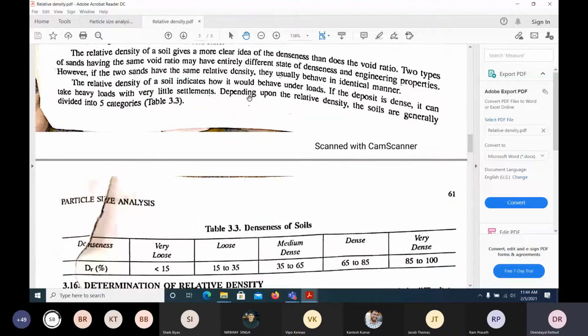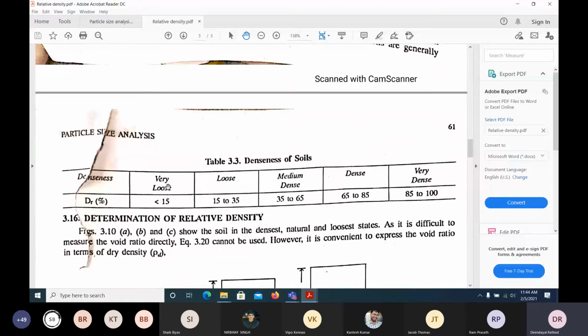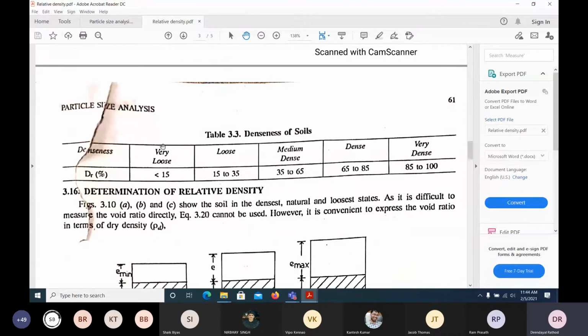Depending on the relative density, the soil is classified as very loose, loose, medium dense, dense, or very dense. If you get a relative density less than 15%, we call it very loose. If it is 15 to 35, loose state. 35 to 65, medium. 65 to 85, dense. Very dense, up to 100.